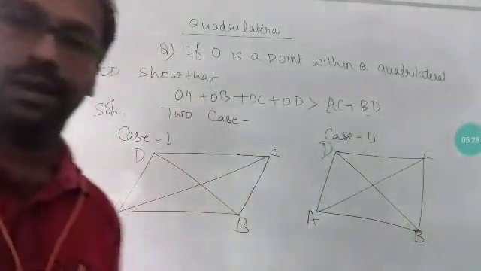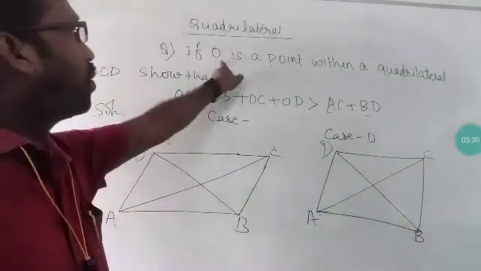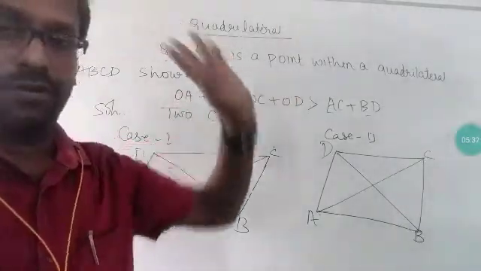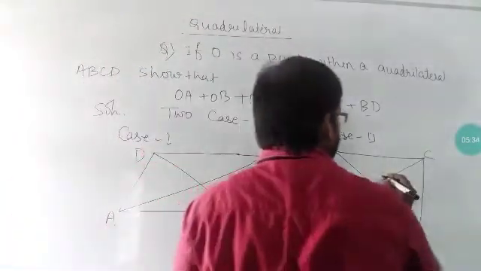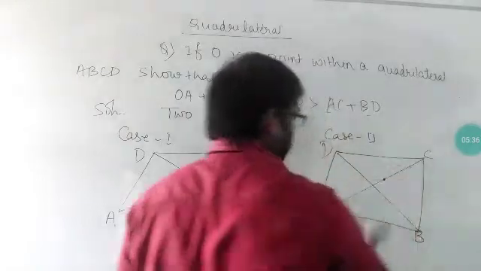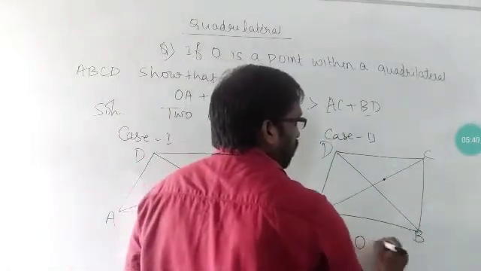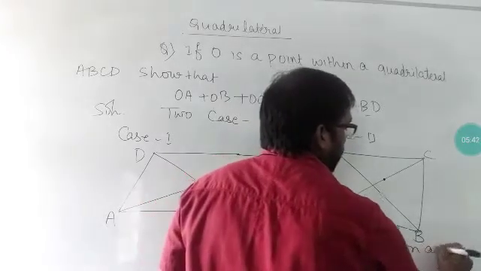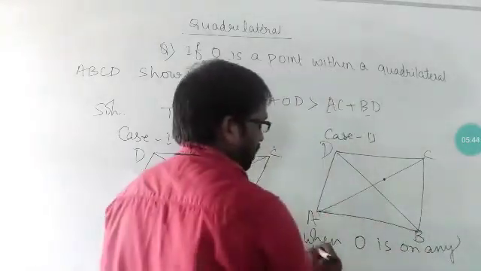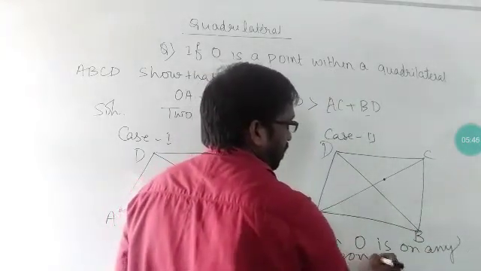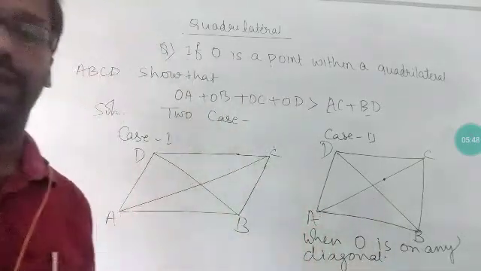Now, point O is within the quadrilateral. So, in that second case, suppose it is on AC, because that is also within the quadrilateral. So let us think that O is on any point on the diagonal.